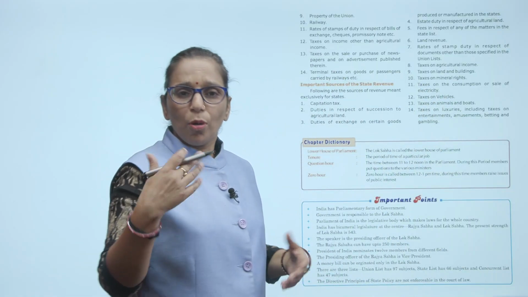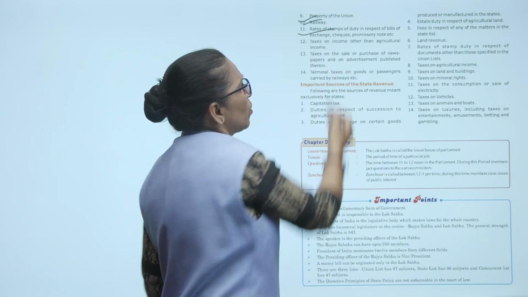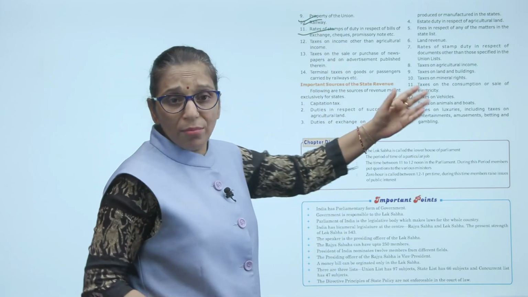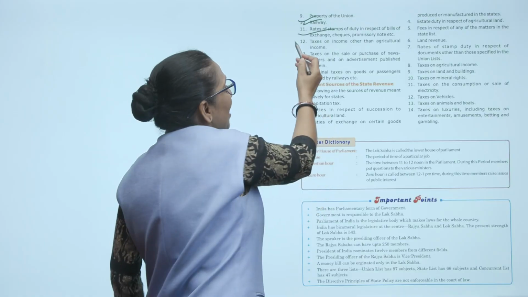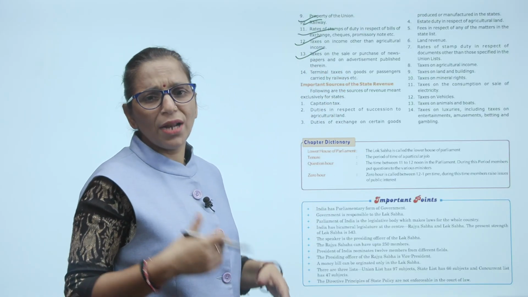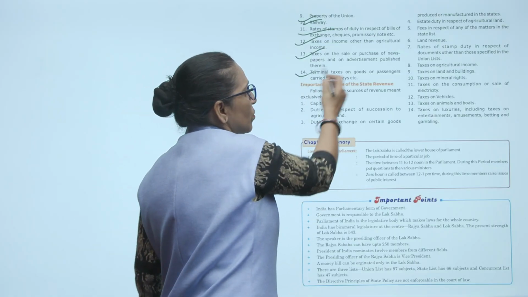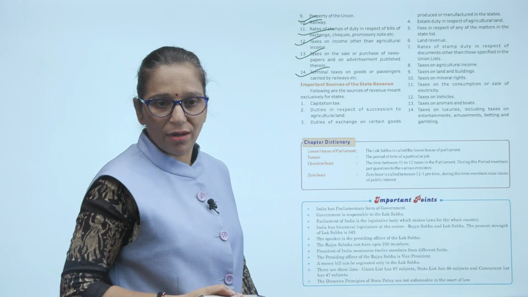After that we have the property of the union, railways, rates of stamps on duty, taxes on income, income tax is the main source, then taxes on the sales or purchase of newspaper and on advertisement published therein, then terminal taxes on goods and passengers carried by railway, etc.